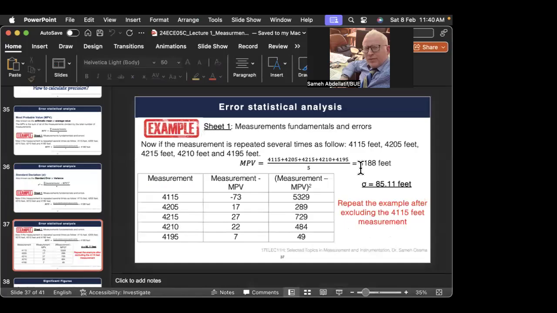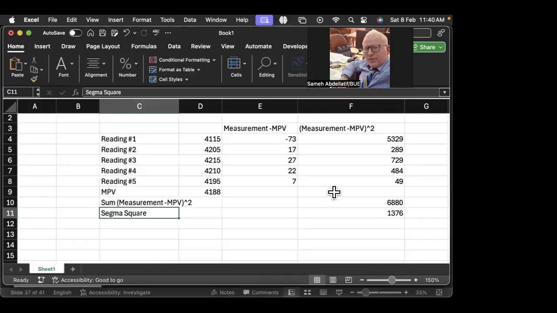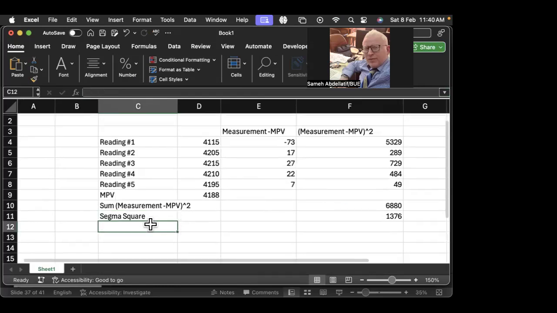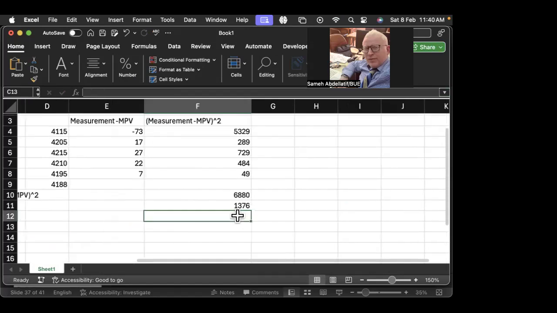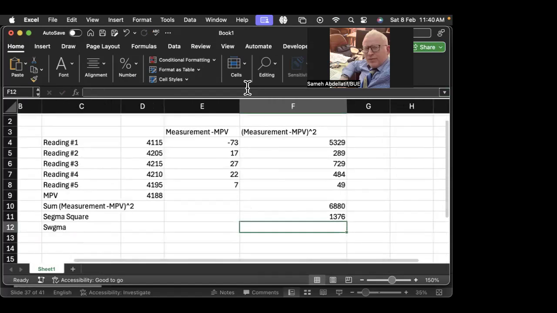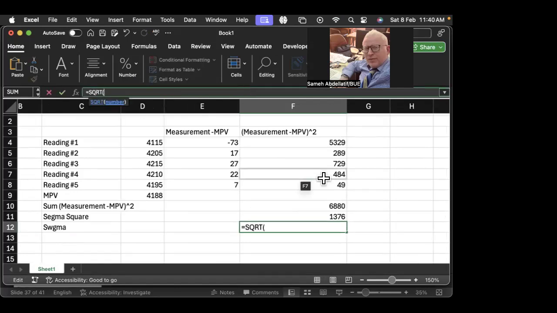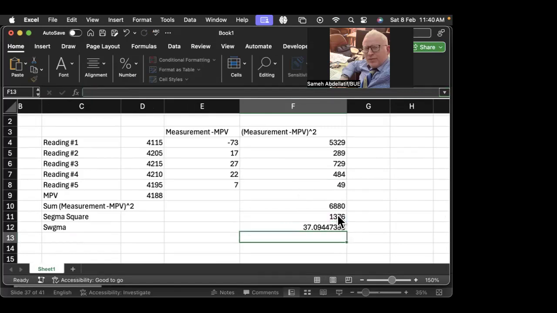I'm sorry. So sigma is mainly the square root of this number. Sigma, not square. So sigma is equal to the square root of this number. It will be 37.09. So this is simply how you do the process. As you can see, you can calculate sigma or the variance in the number.